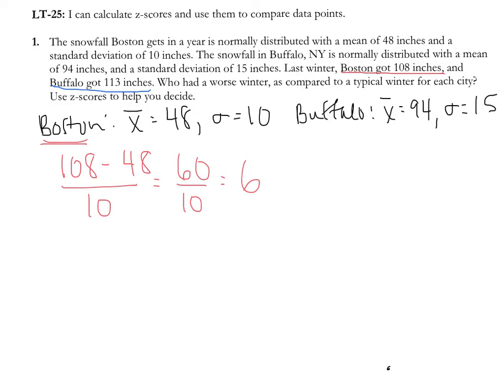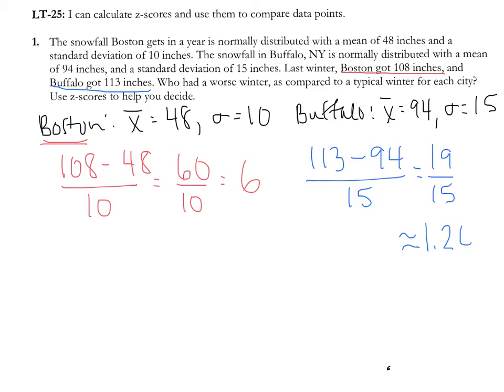So now let's calculate the z-score for Buffalo. So Buffalo got 113 inches. To calculate its z-score, we're going to take 113, subtract off the mean of 94, and divide by the standard deviation, which is 15. So we end up getting 19 divided by 15, which is about 1.267 if we round up.